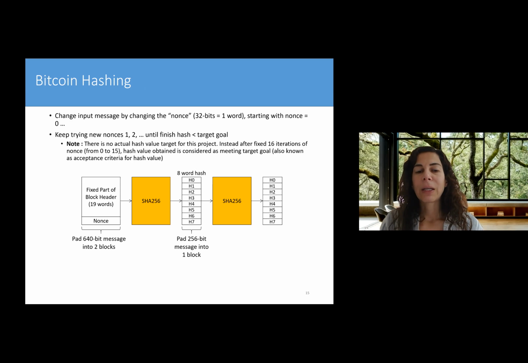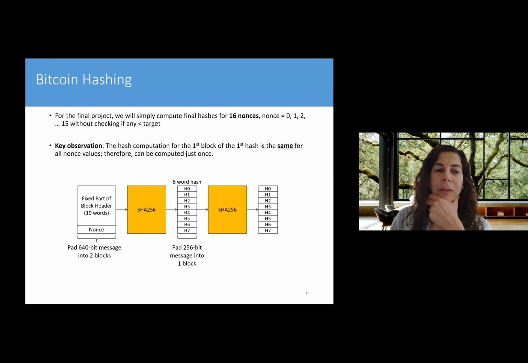Once we have the 256-bit message, it is kind of the same. Because the input is 512, we need to pad it back to 512 bits to get the block value. So the key observation here is that for the first block of the first hash, the hash computation is the same for all nonce values. Therefore, we don't need to compute this multiple times. We can compute this only once.